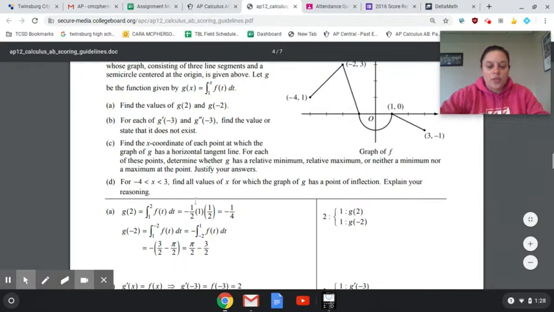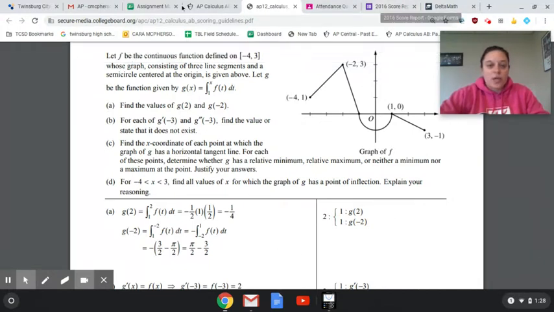Yeah, 1 point for the g of 2 being negative a fourth, and 1 point for the g of negative 2 being, again, anything equivalent to the opposite of this, or you could leave it as the opposite and put in parentheses. As long as you have something equivalent to that, you get the second point. So then it really starts getting into a curve analysis question.